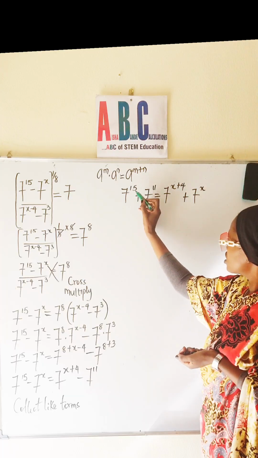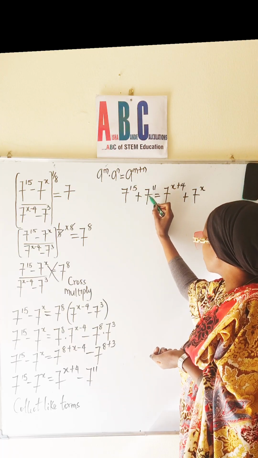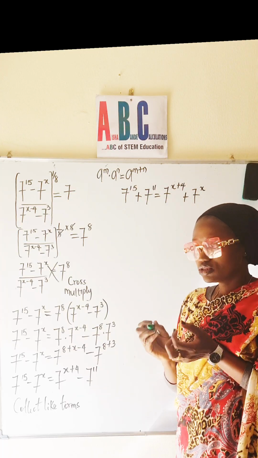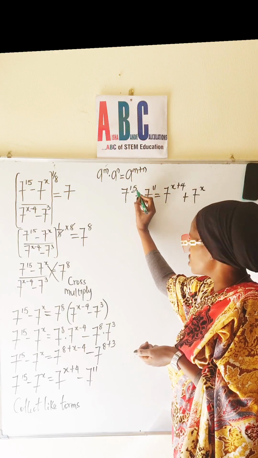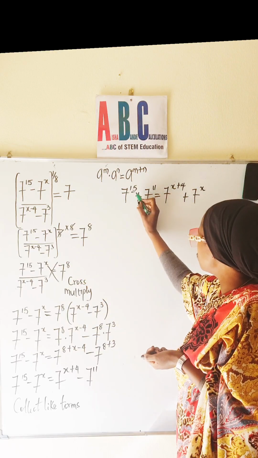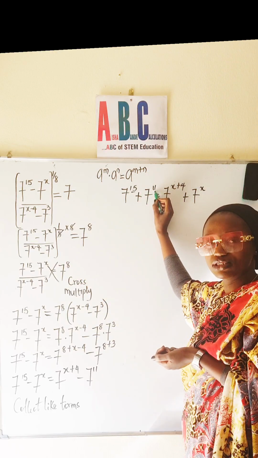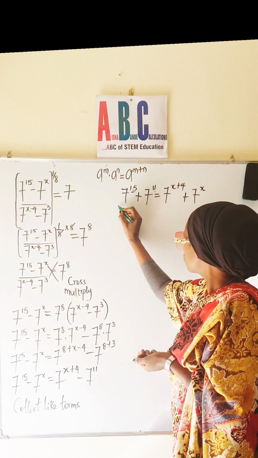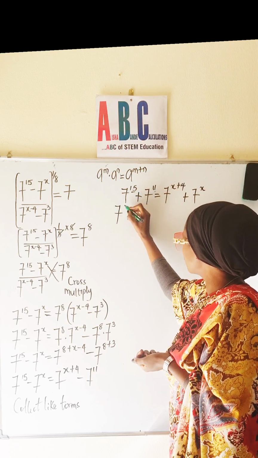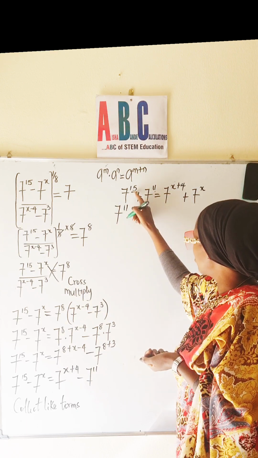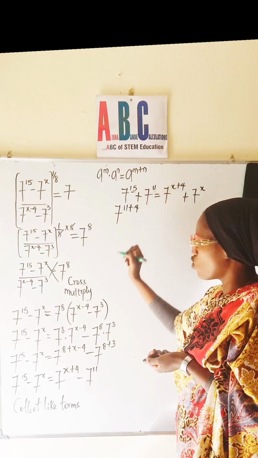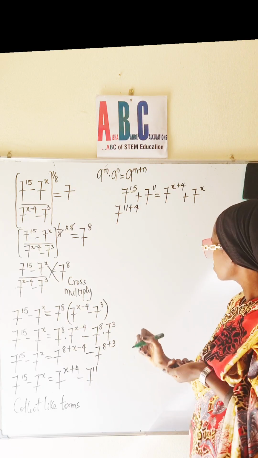Look at this 7 to the power of 15, then plus 7 to the power of 11. There's something I want to do here. You see this power of 15? We can break it down to make it look something similar to this power in this second term here. So we can also say this 7 to the power of 15 to be equal to 7. This power here, 15, is the same thing as 7, 11 plus 4. 11 plus 4 is 15, right?